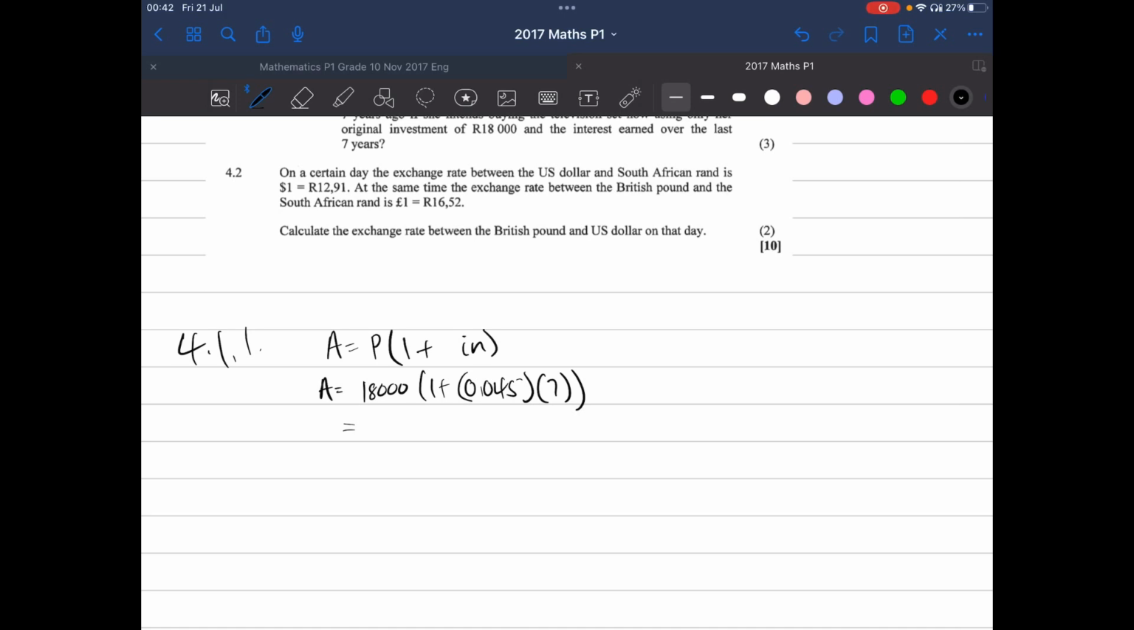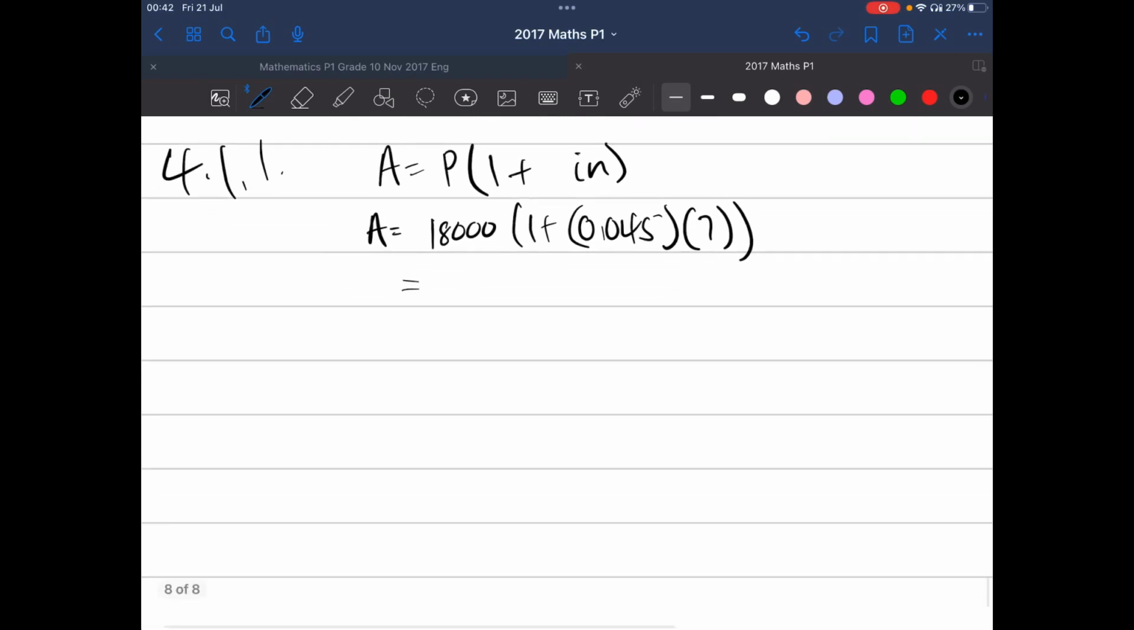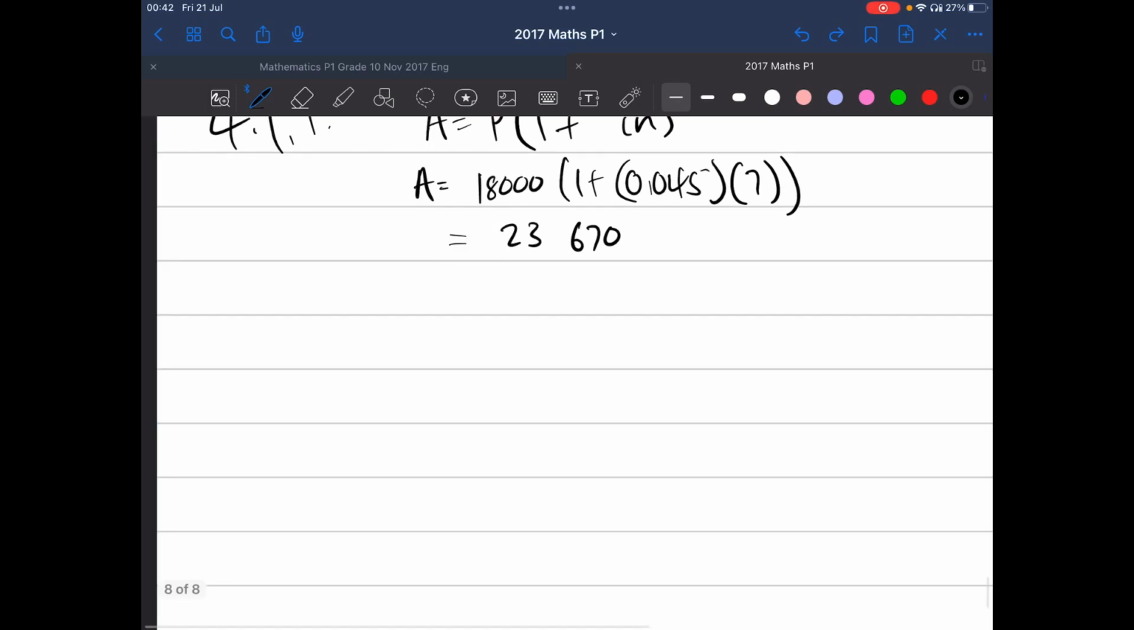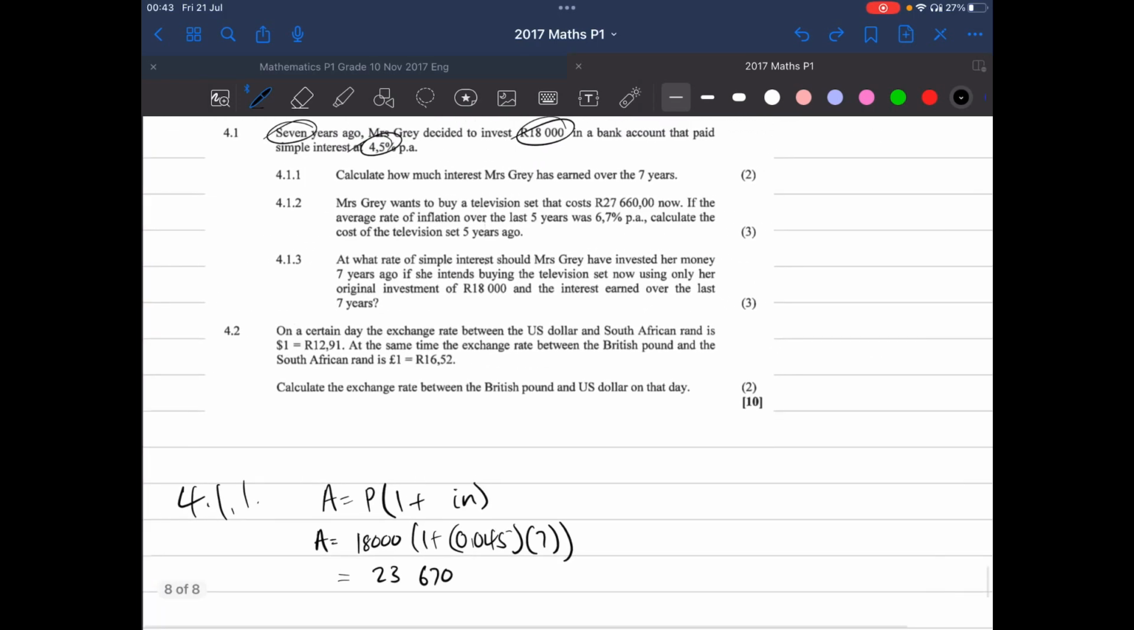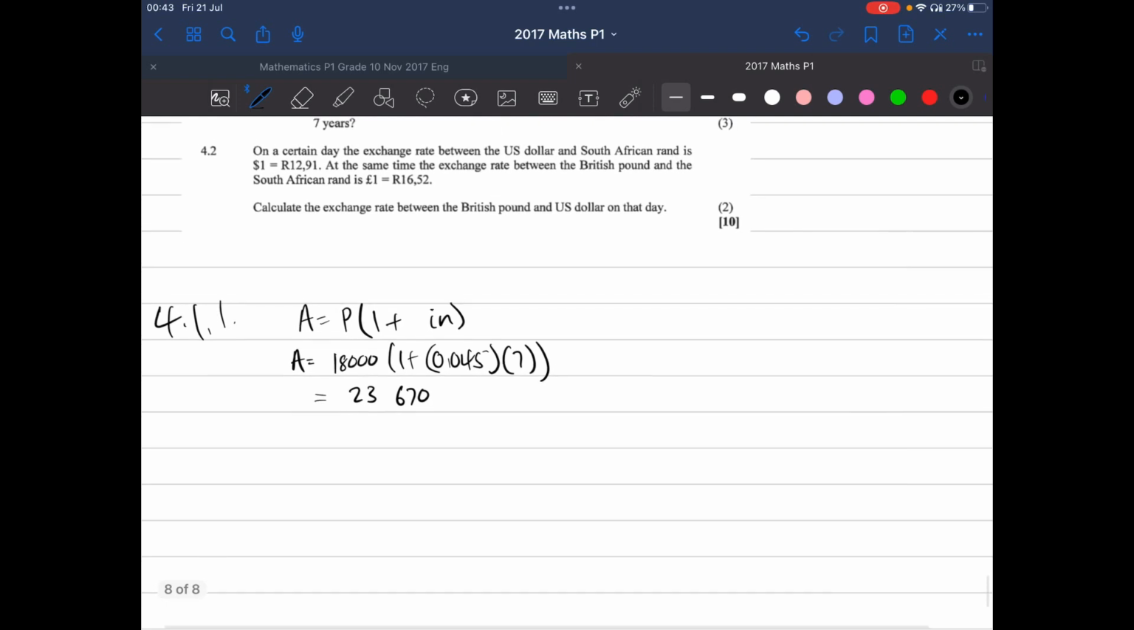So 18,000 times (1 plus 0.045 times 7), and that gives us 23,670 rands, right? But now remember what I said, this term A here is the total amount in the bank account, but the question specifically asked for how much interest she's earned.